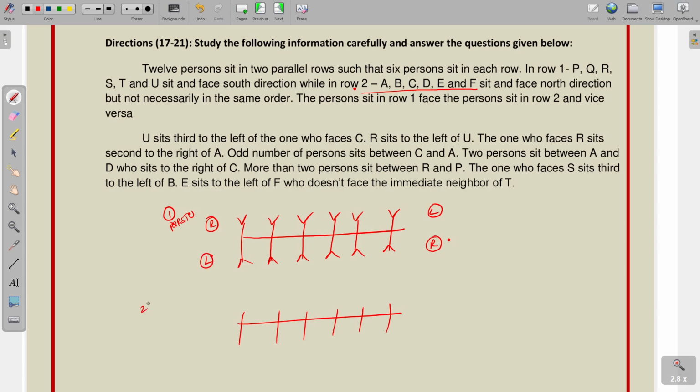Coming to row 2, who are there in row 2? A, B, C, D, E and F. So these persons are sitting in row 2. It is the first possibility and it is the second possibility.